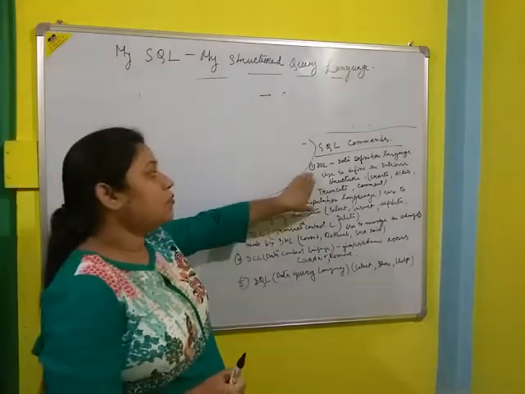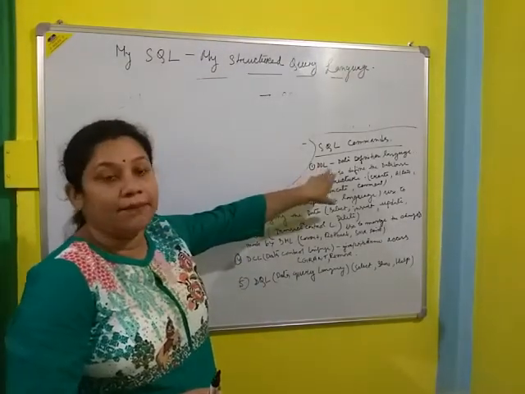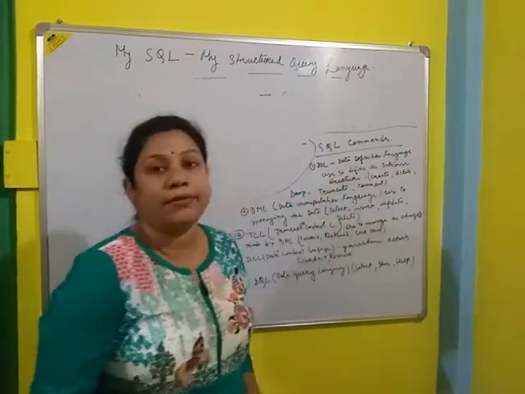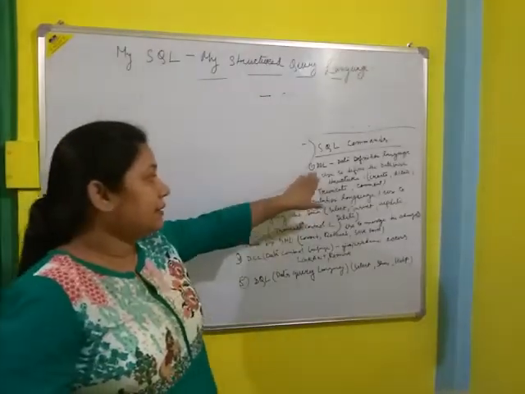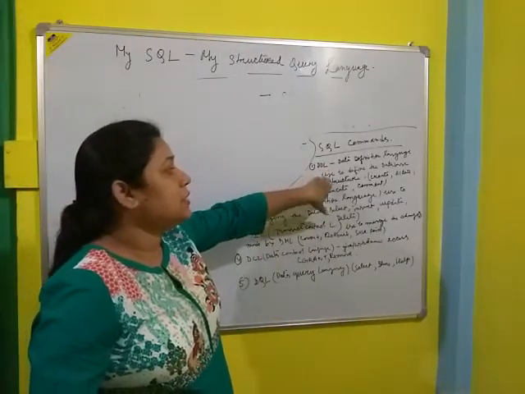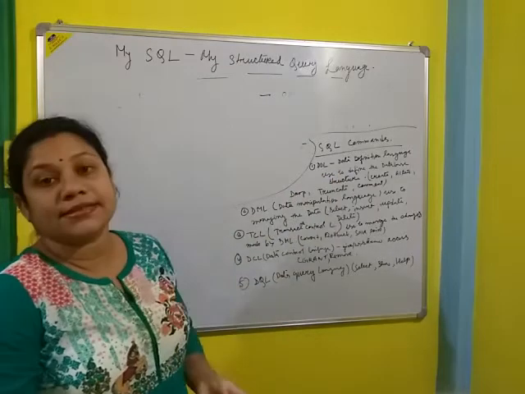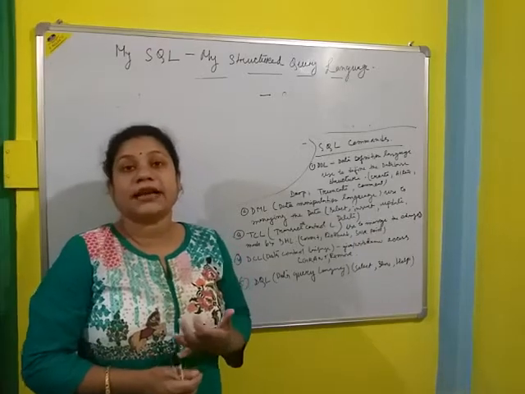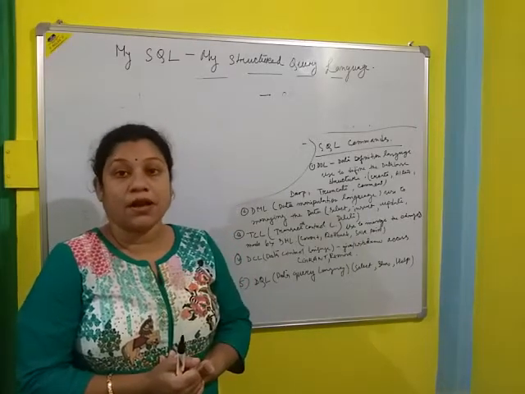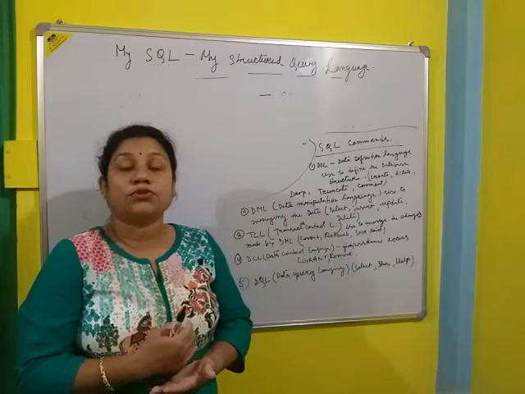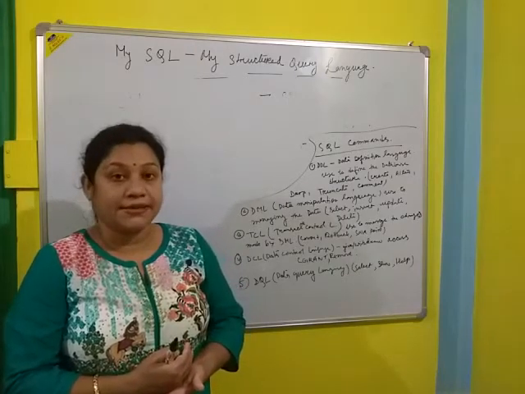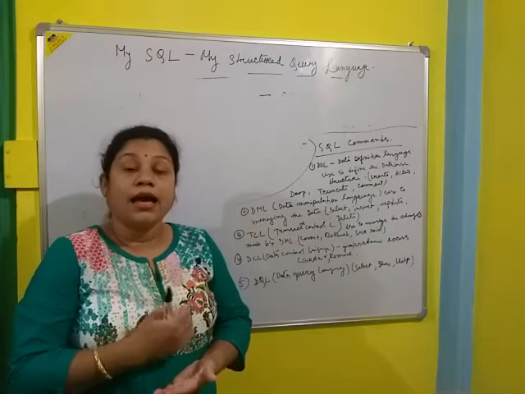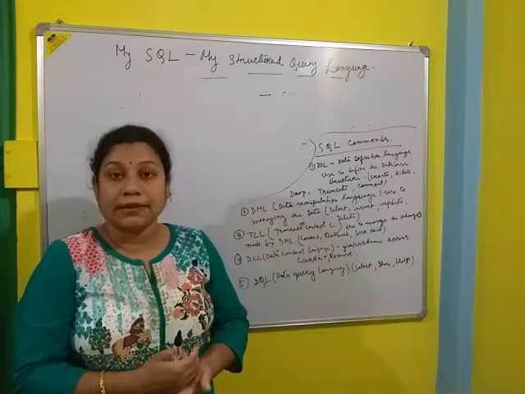Number 1 is DDL, and the full form of DDL is data definition language. This DDL language is used to define the database structure. The DDL commands are very important, because these commands are used to create the structure of the database. That means how to create the database, and how to create the tables in the database.